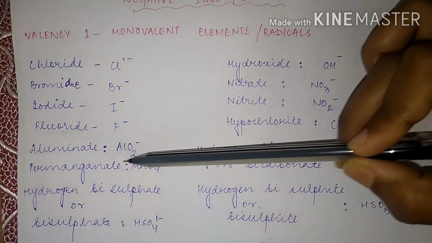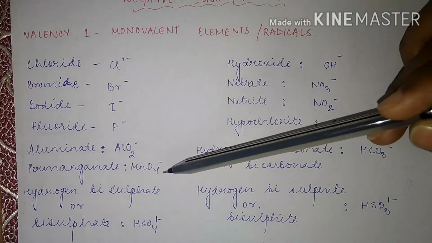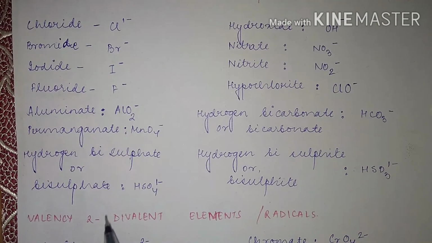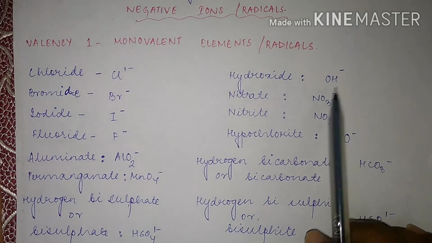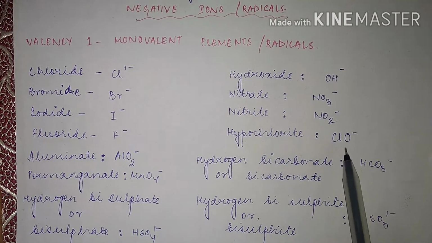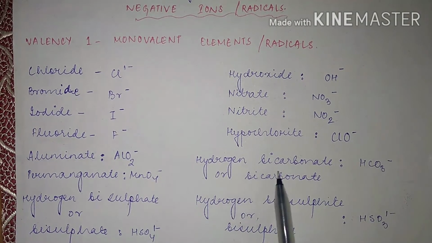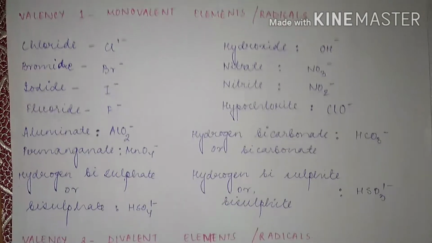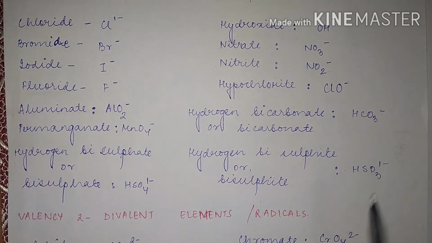Then we have a radical, aluminate, with 1 negative charge, and permanganate, MnO4-. Hydrogen sulfate, or simply bisulfate, is HSO4 1 negative. Then hydroxide, OH negative, nitrate, NO3 negative, nitrite, NO2 negative. Hypochlorite is important, hypochlorite is ClO negative. Hydrogen carbonate or simply bicarbonate is HCO3 1 negative, and hydrogen sulfite or bisulfite is HSO3 1 negative.